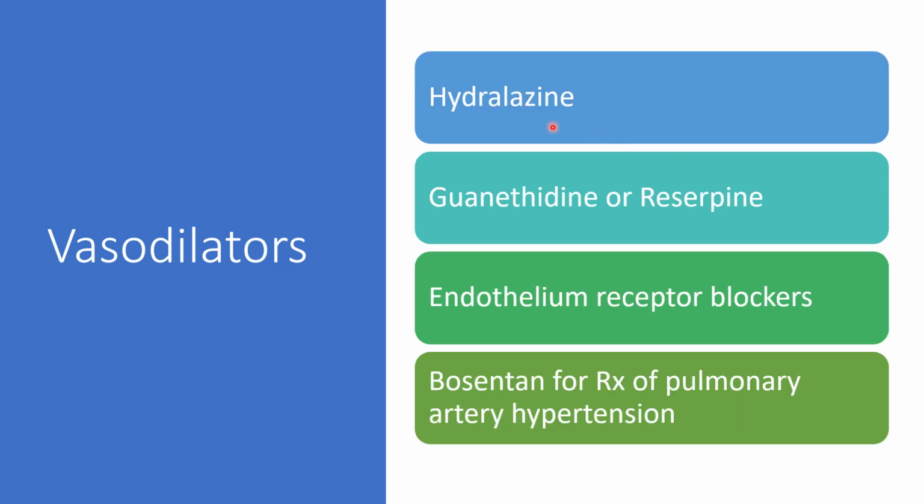Hydralazine, I'm familiar with this particularly in pregnant women. Guanethidine or reserpine. Endothelin receptor blockers, like bosentan, for treatment of pulmonary artery hypertension. Remember when I was going through the list of hypertension, the other time I said it's not only systemic hypertension, we have pulmonary hypertension as well.